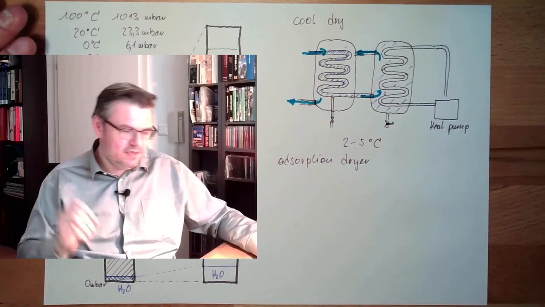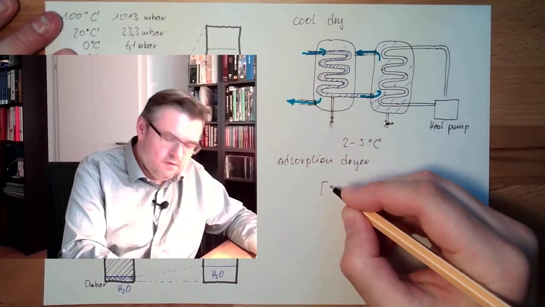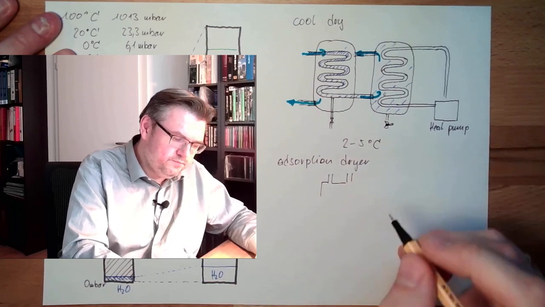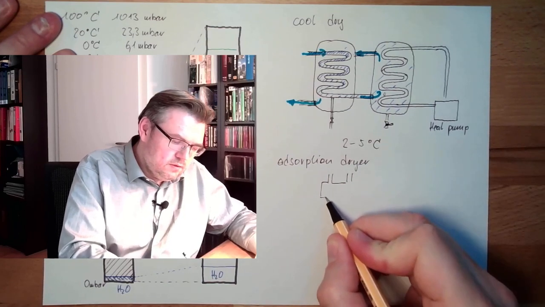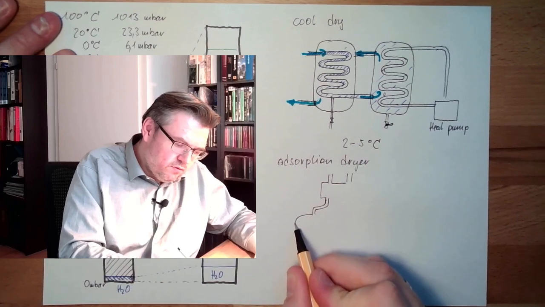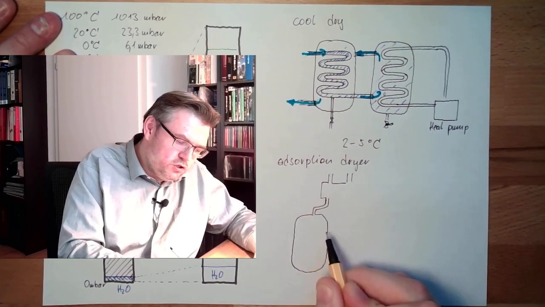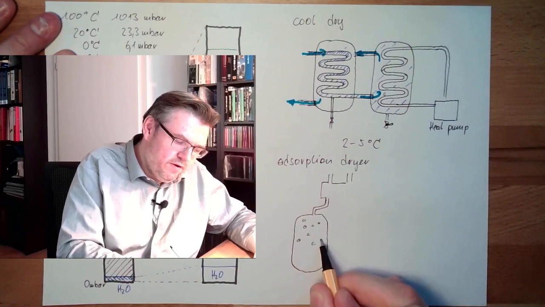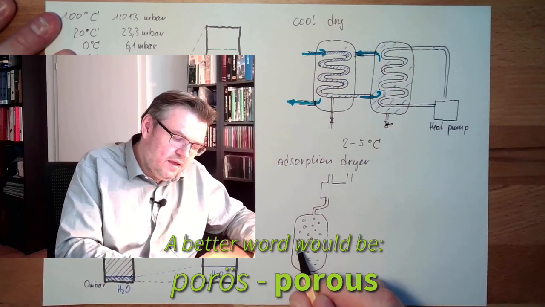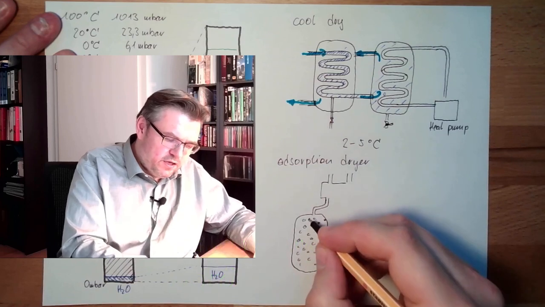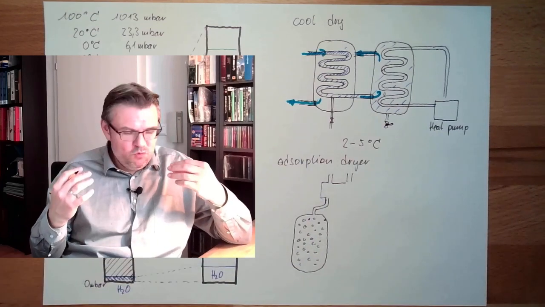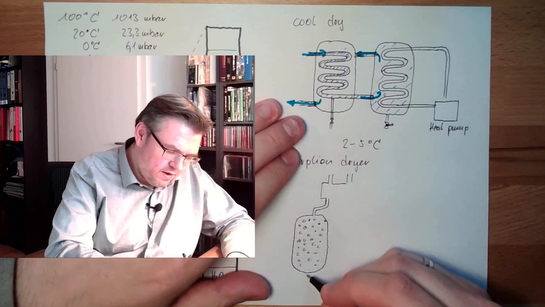Absorption dryer. How is this working? Here we have some sort of valve. The moisture gets in here and reaches some sort of container, some sort of tank, where there is something like a sponge, a spongy material, a material which is simply full of holes. And here there's a physical reaction: the sponge will simply suck the water out of the air.